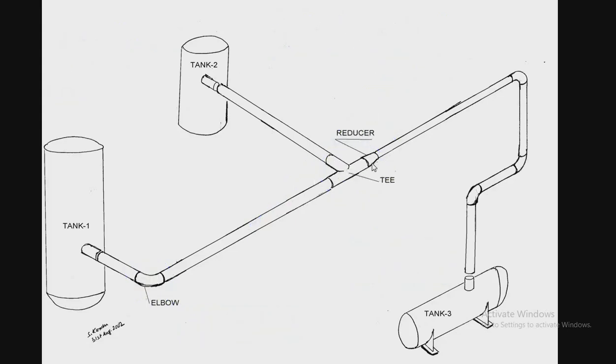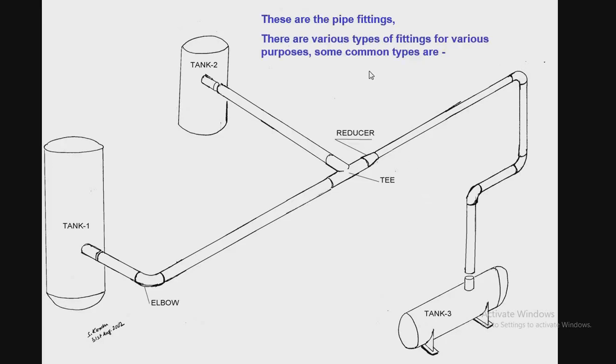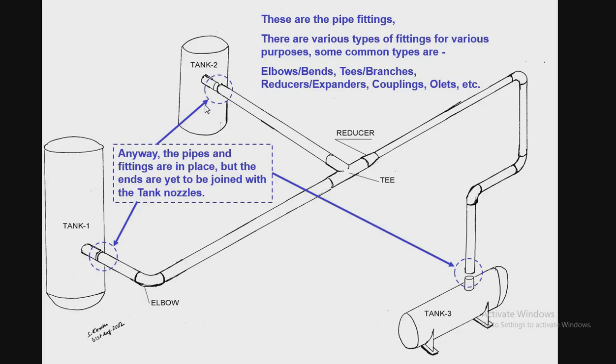Like this. This is reducer to reduce the size. T. Here we see elbow, elbow, elbow, elbow. There are various types of fitting for various purposes. Some common types are elbow and bends, T's and branches, reducers and expanders, coupling, eyelets and so on.